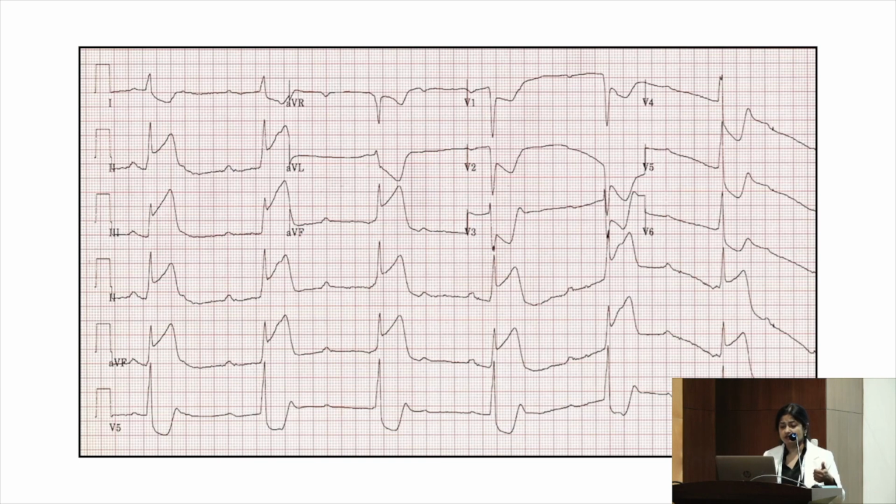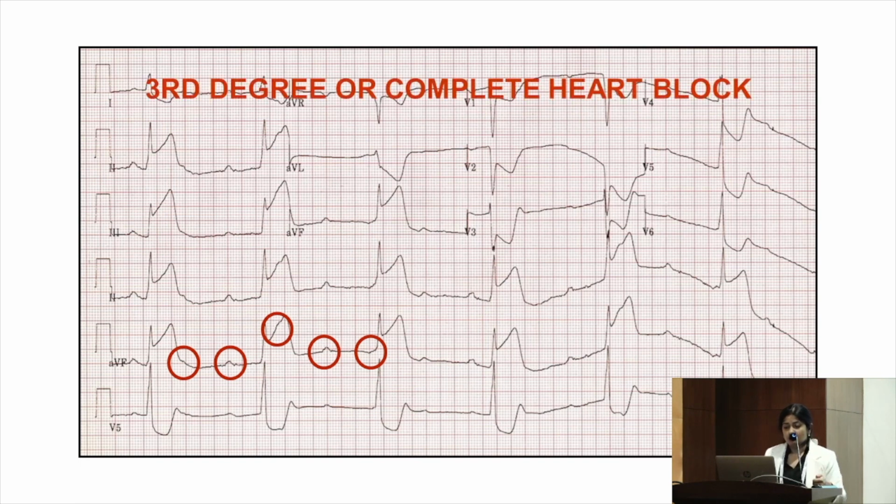What's happening here? The P waves, regular? Yeah. QRS, same rate, AV dissociation present? Yes. What is the cause? Anything else you can notice? ST elevation in inferior leads. Inferior wall MI causing complete heart block.